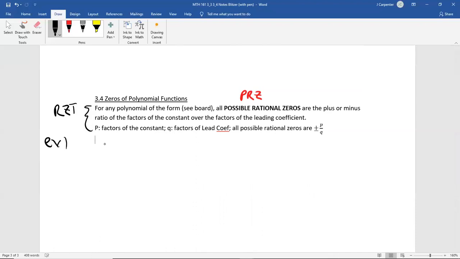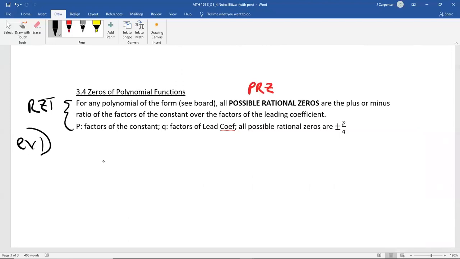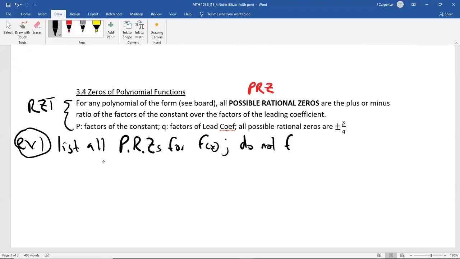Example 1, and I can zoom in. List all possible rational zeros for f of x. Do not find zeros. So we're listing the possibilities. We're not going to find the ones that actually work. And this is something that a lot of students will goof up on. They'll go to the later problems where I say find the zeros, and they'll just list the PRZs. Follow instructions.